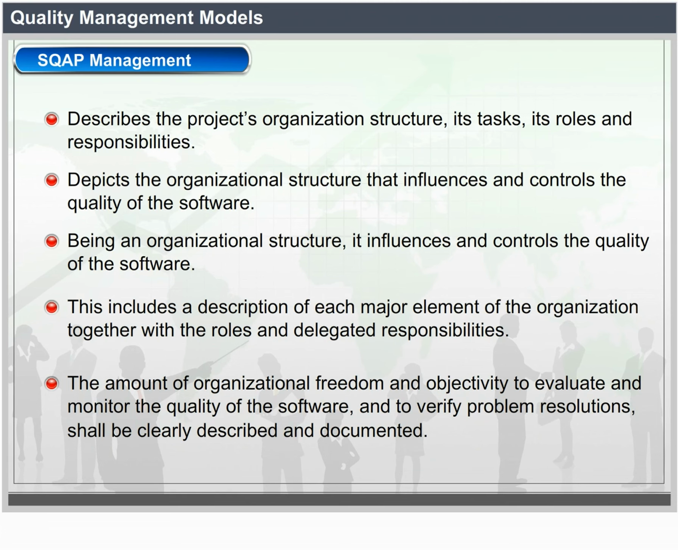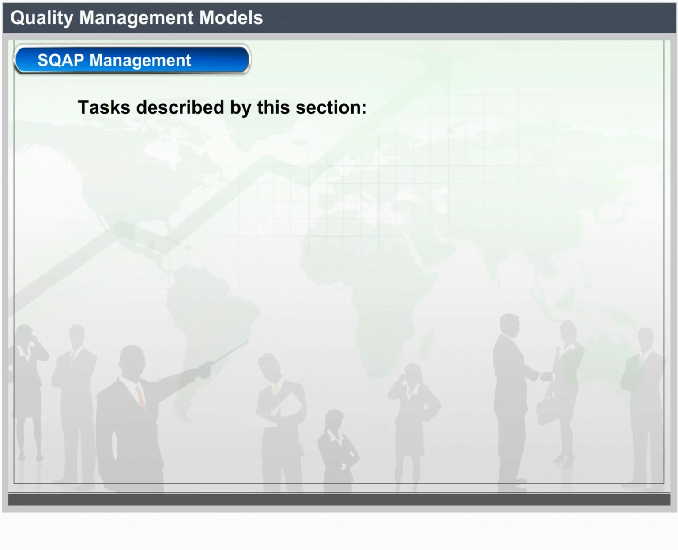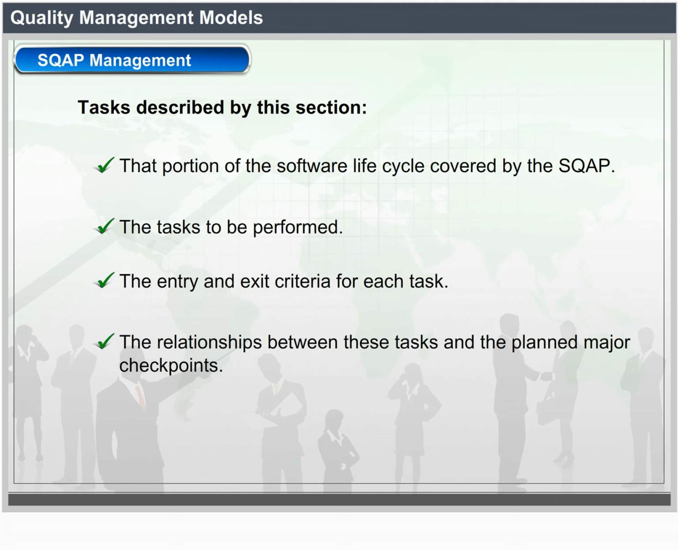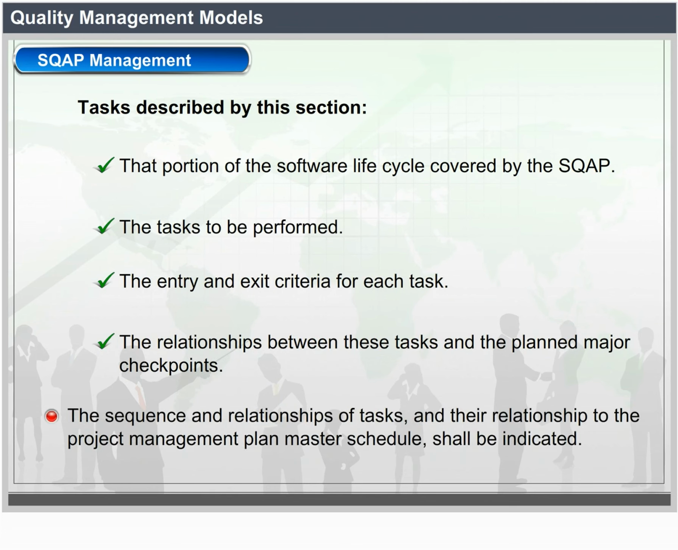Tasks: this section shall describe that portion of the software lifecycle covered by the SQAP, the tasks to be performed, the entry and exit criteria for each task, the relationships between these tasks and the planned major checkpoints. The sequence and relationship of tasks and the relationship to the project management plan master schedule shall be indicated.